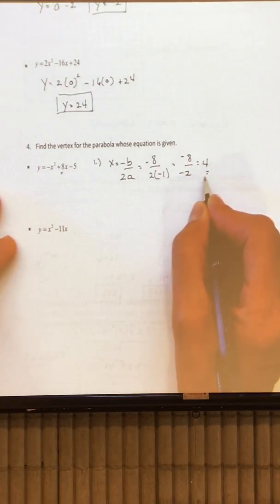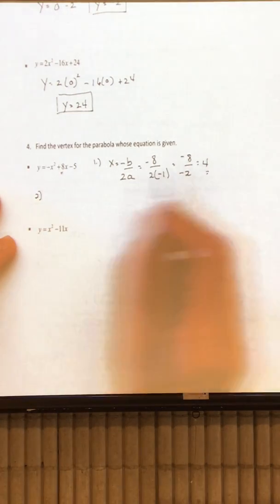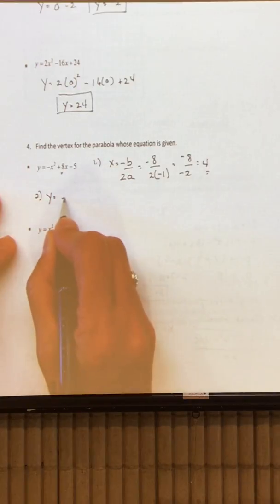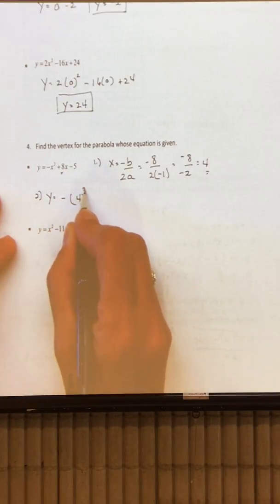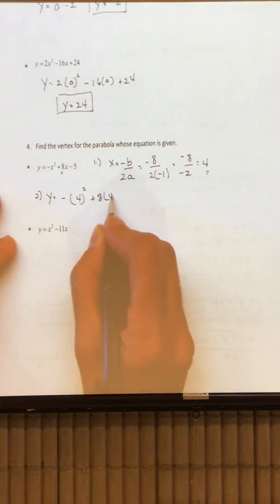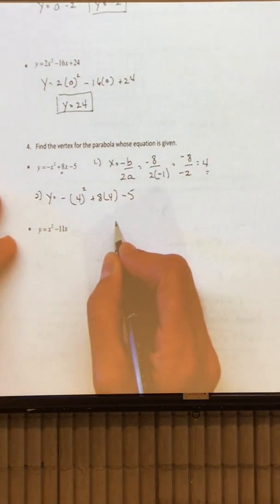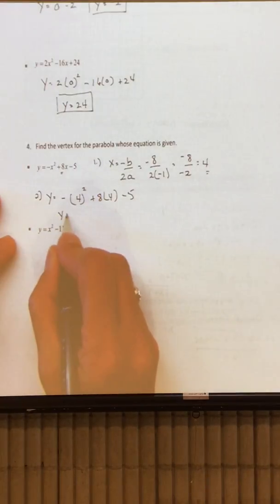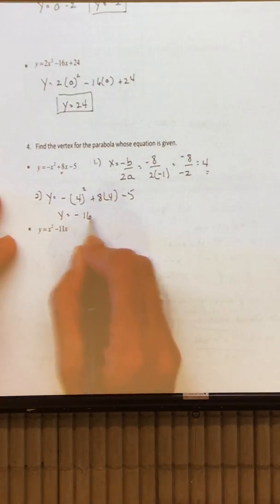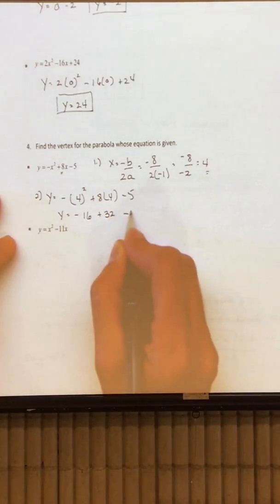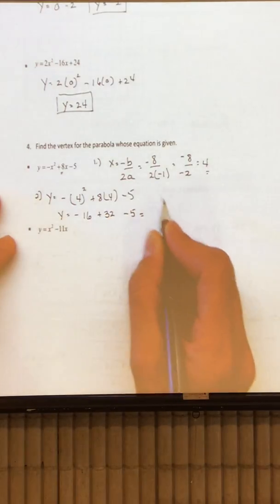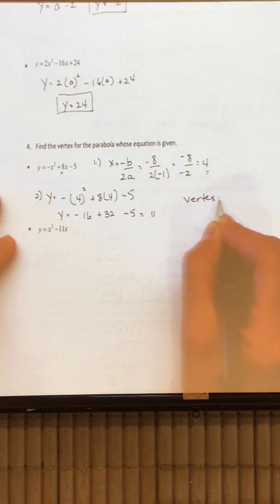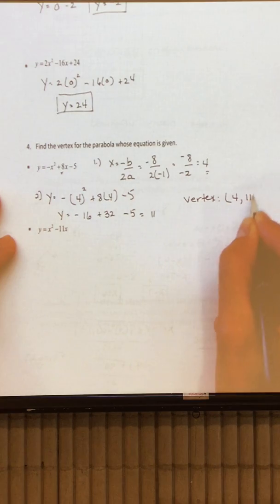Now we substitute the 4 into the equation. So that's step number 2. You have y is equal to negative 4 squared plus 8 times 4 minus 5. And doing that calculation, you have y is equal to negative 16 plus 32 minus 5, which is equal to 11. Therefore, our vertex is 4, 11.